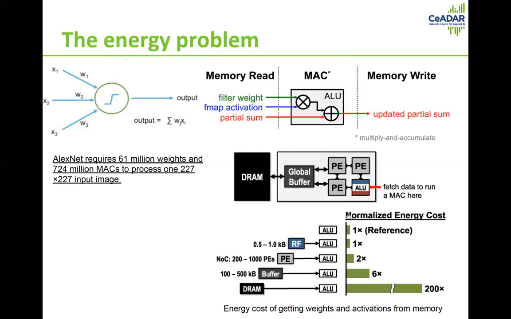And if you consider the memory inside the ALU as a reference, let's say 1 unit of energy is required to get one of these numbers from the memory on the ALU itself. What you will see as you go higher up this hierarchy of memories, so there's a global buffer, or if you go to your RAM, the energy consumption becomes 200 times. It takes 200 times more energy to get one weight from RAM than to get it from your local memory. So this is a major problem, apart from the size of these 61 million weights.